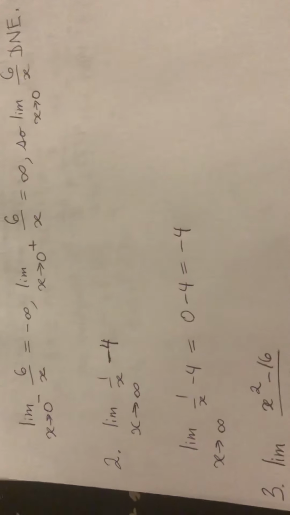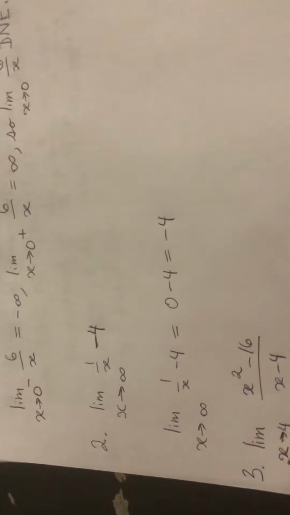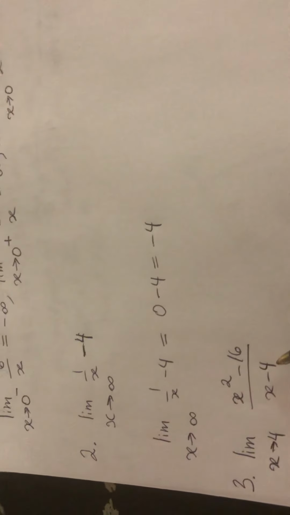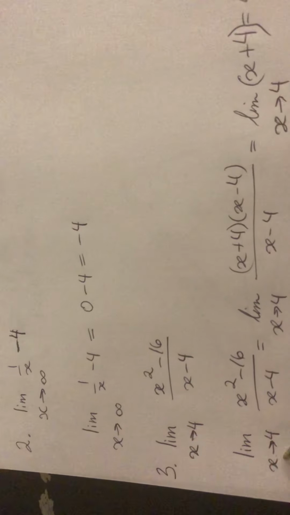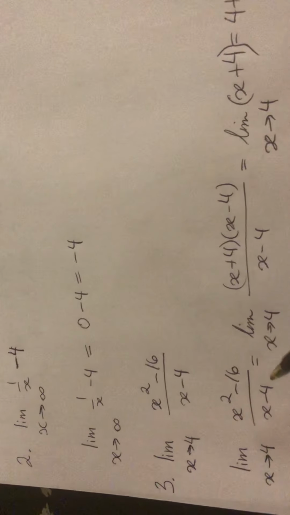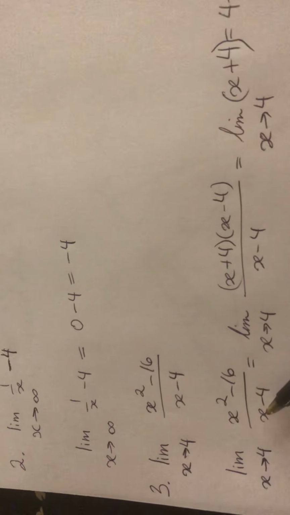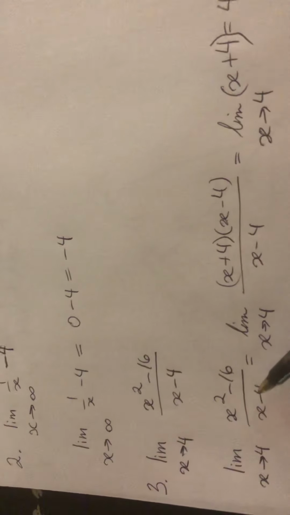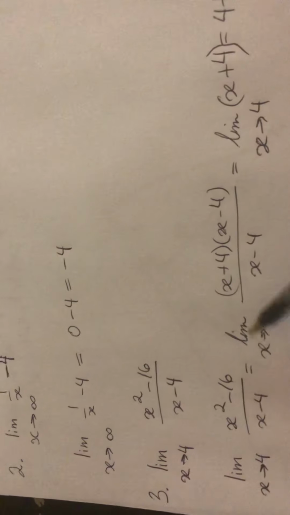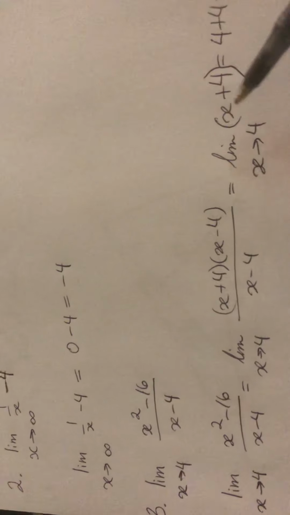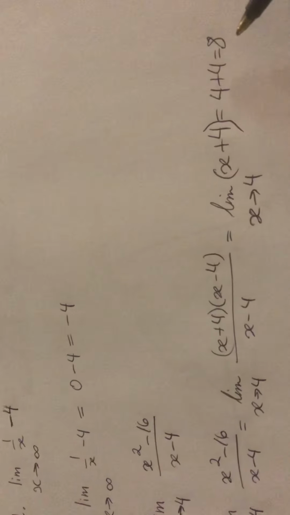Exercise 3. The limit as x approaches 4 of x squared minus 16 over x minus 4. Pause the video, try it on your own. Let's do it. The limit as x approaches 4 of x squared minus 16 over x minus 4. All right, I can't plug in because if I were to try to plug in, the denominator would be 0 and division by 0 is undefined. So I factor the numerator and the x minus 4's cancel, and I can plug in to get 8.